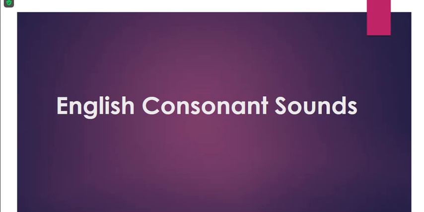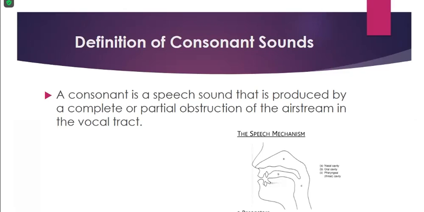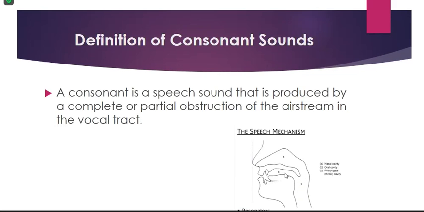English consonant sounds, or in fact, every consonant sound in the world is produced with an obstruction of the airstream, as you can see here. So the definition of consonant sound: there must be an obstruction. Where it doesn't matter, as long as it is from the vocal cords all the way to the lips. Whatever you make the obstruction, it does not matter.